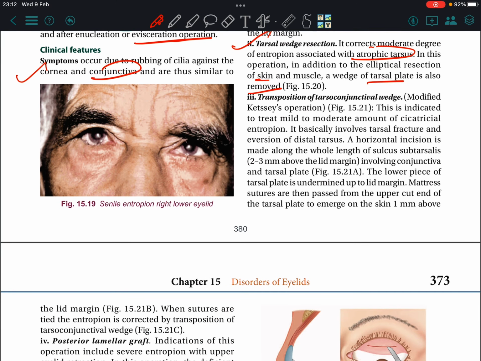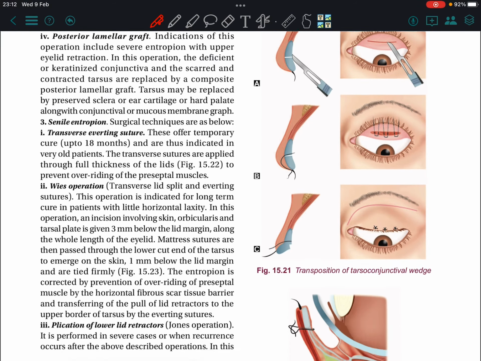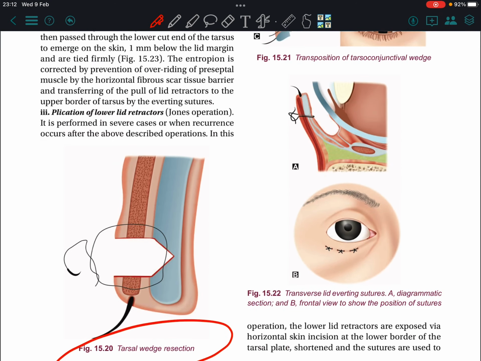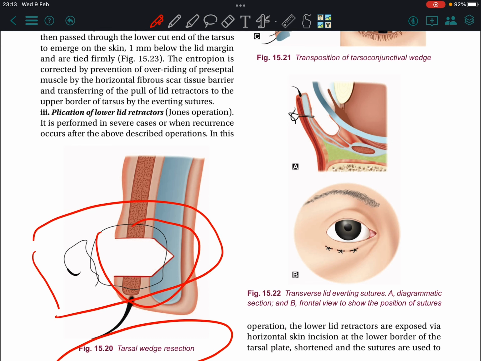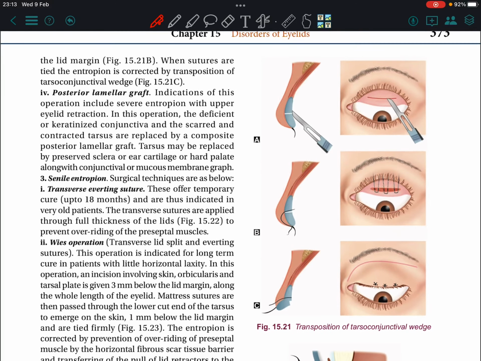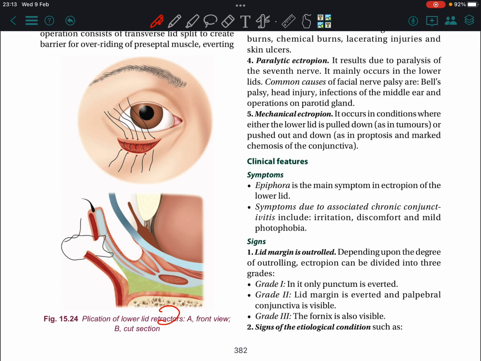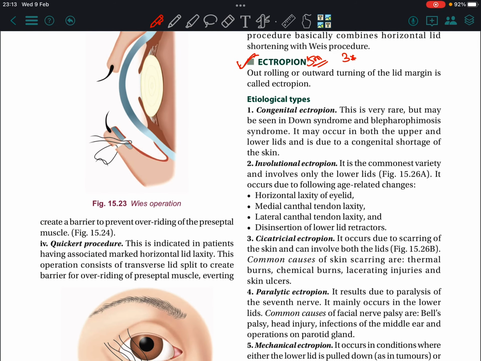Transposition of tarsoconjunctival wedge, modified Ketssey operation. This is indicated to treat mild to moderate amount of cicatricial entropion. Then tarsal wedge resection, tarsal wedge shaped resection, and then transverse lid everting sutures. Diagrammatic section and frontal view to show the posture of sutures. This one is transposition of tarsoconjunctival wedge. Then plication of lower lid retractors, front view and cut section. Weiss operation.